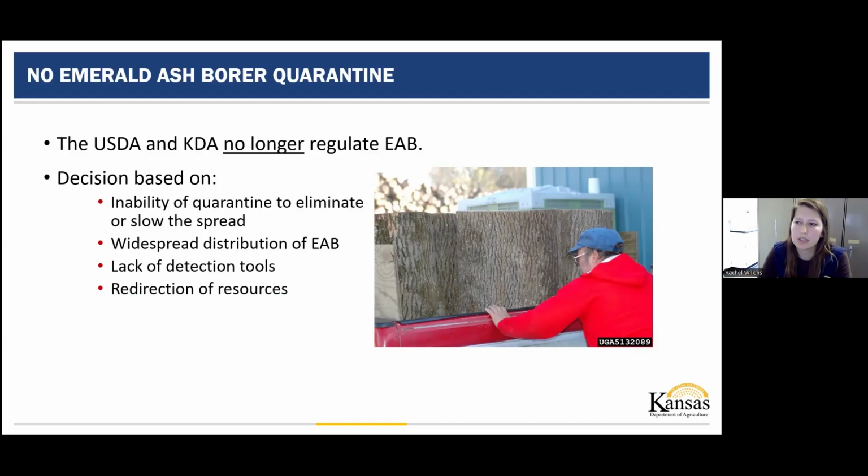Also, there aren't really a lot of good lures or traps that can effectively detect when emerald ash borer has entered a new area. And then finally, by dropping the quarantine, these agencies are able to redirect their resources and their time to other means of slowing the spread.